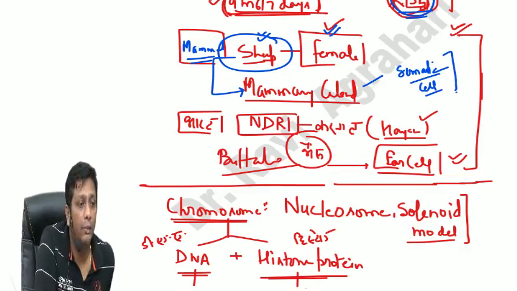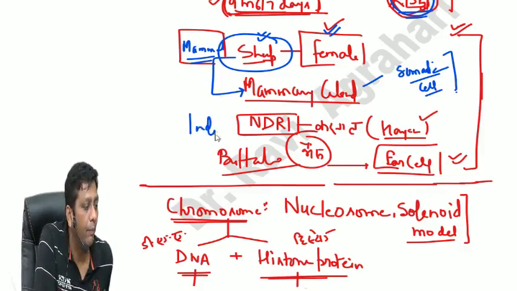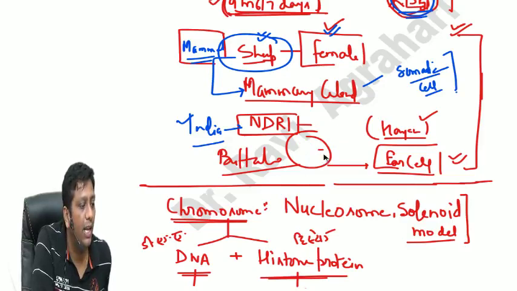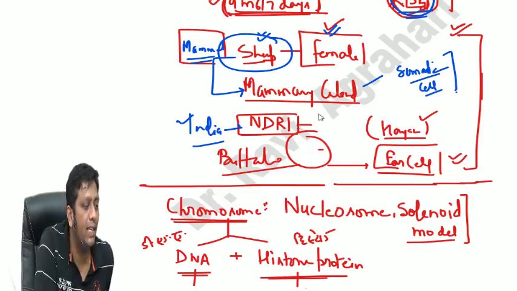You know, in India, the first clone that was developed was at NDRI. NDRI is the National Dairy Research Institute. Where is the National Dairy Research Institute? It is in Karnal. Karnal means Haryana.